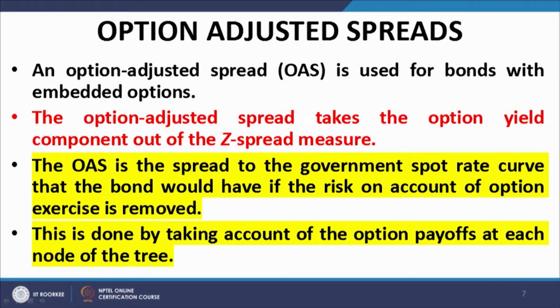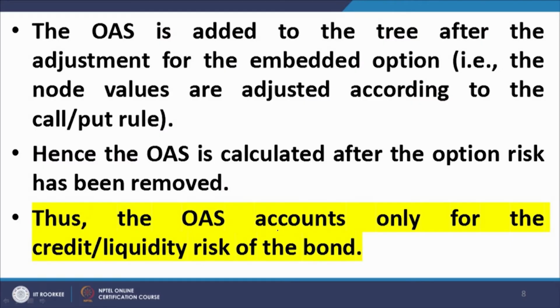If we are using the binomial tree for the valuation of option embedded bonds, I will also illustrate it by an example. What we do is at every node we examine whether the option is in the money or out of the money, and if the option happens to be in the money, the option is deemed to be exercised and the cash flow at that node adjusted accordingly. So, the option adjusted spread is added to the tree after the adjustment for the embedded option, that is, the node values are adjusted according to the call or put rule that we discussed earlier when I talked about valuation of bonds with embedded options.